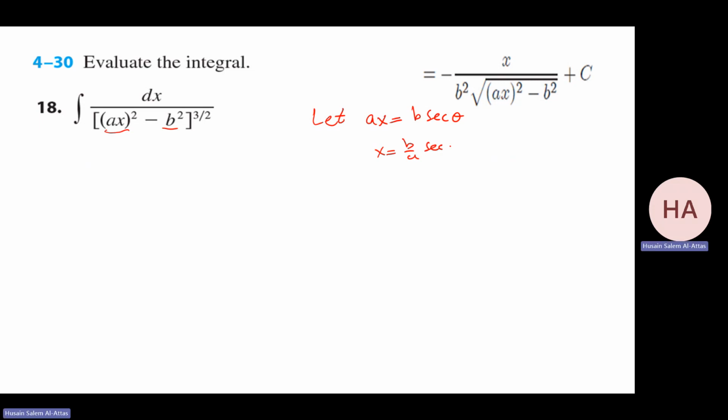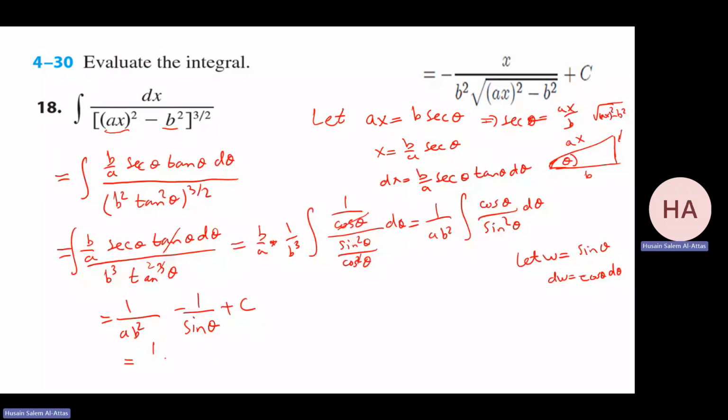So that will be 1 over ab square with the minus sign. Cosecant will be what? Will be the hypotenuse over the opposite, which is square root ax whole square plus b square. And that gives me minus x, because a cancels with a, over b square, the square root ax square minus b square plus c. Don't forget plus c.